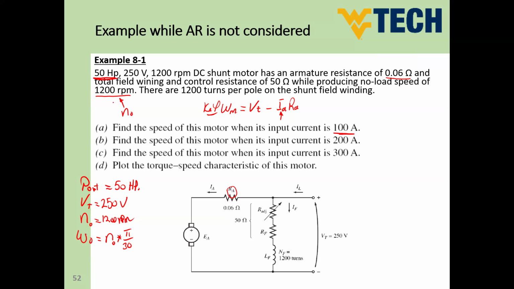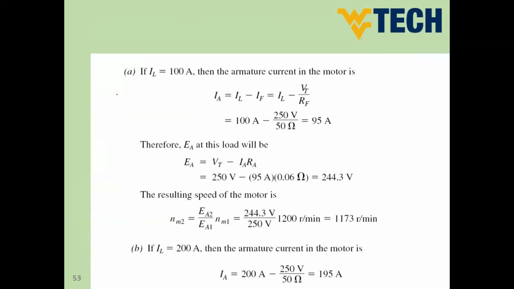So let's use the no load speed data or information we have in order to get the value of Ka phi. So starting firstly, you have now the loading current, which is 100 ampere. So the armature current can be calculated as IA equals IL minus field current.